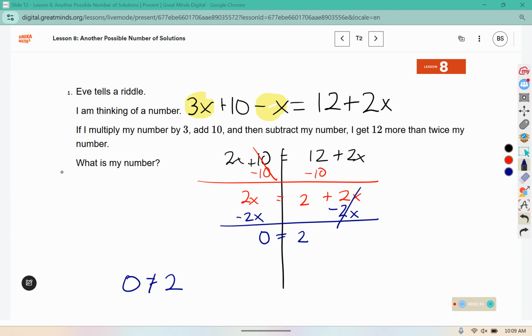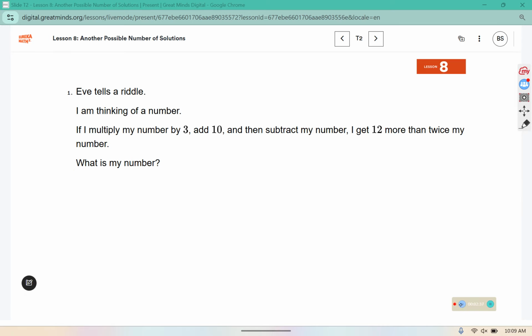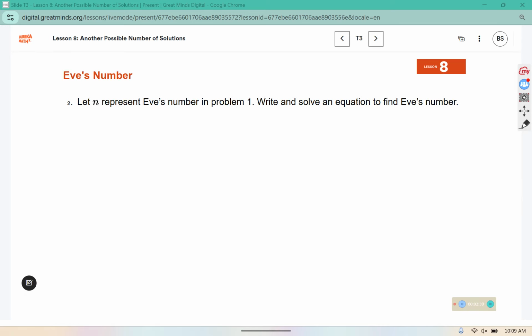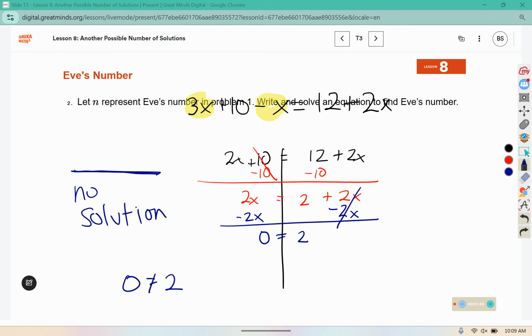So in this problem, when it says, what is my number, if we get a statement that is never true, there's actually no solution. Meaning there is no number that would work for Eve's riddle. And again, I just jumped ahead. It said let n represent the number. In problem 1, write and solve an equation to find Eve's number. Well, the only difference is instead of an x, we would use the letter n.